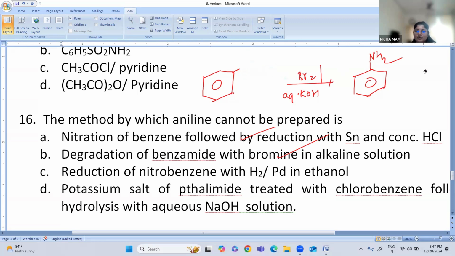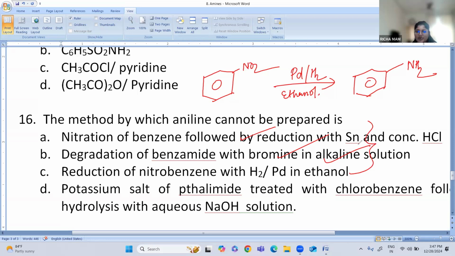Reduction of nitrobenzene. If I have a nitrobenzene and do reduction, reduction is what? Removal of oxygen and addition of hydrogen, in the presence of palladium and hydrogen and ethanol. So again, I'm going to get aniline. So by these three methods, I can prepare aniline.